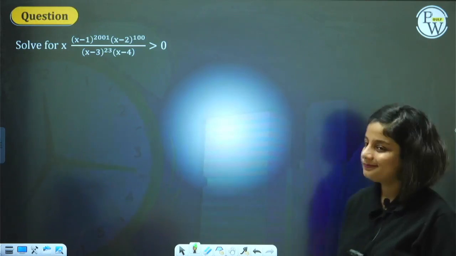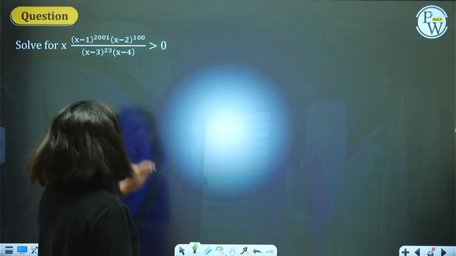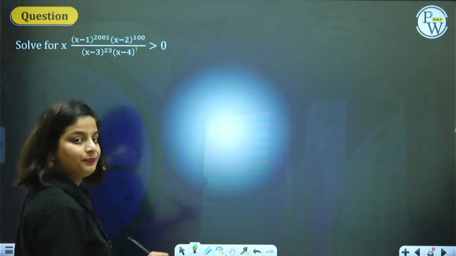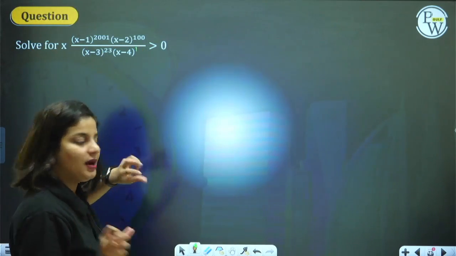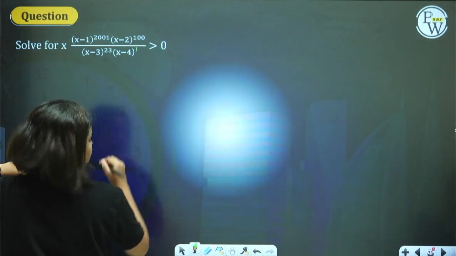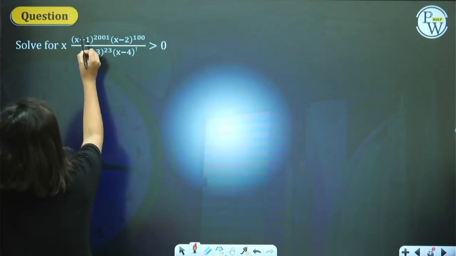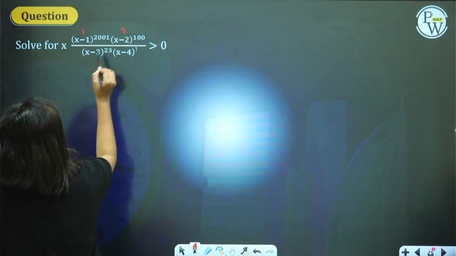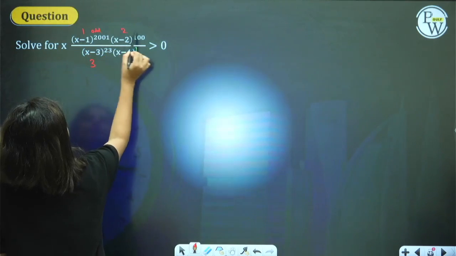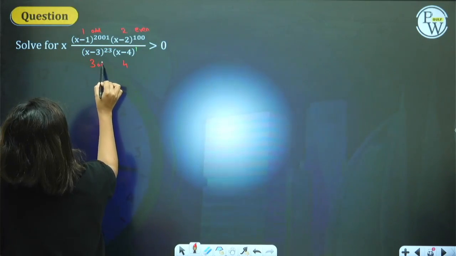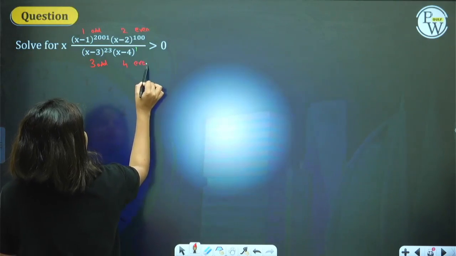One more. Interesting. Here nothing means power is 1. Just figure out the odd and even powers and all the critical points. So here the critical point is 1, from here 2, from here 3 and from here 4. This is odd, this is even, 3 is odd and 4 is even.